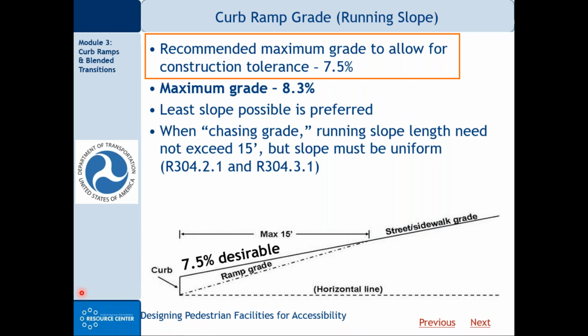Curb ramp grade. Maximum allowed is 8.3% or 1 in 12 slope. But again, there's no allowance for construction tolerance. So what many municipalities do is they design the ramp grade for 7.5% so that when it's built, it won't exceed 8.3%. And when you're chasing grade, especially in hilly terrain, the running slope length need not exceed 15 feet, but the slope must be uniform.